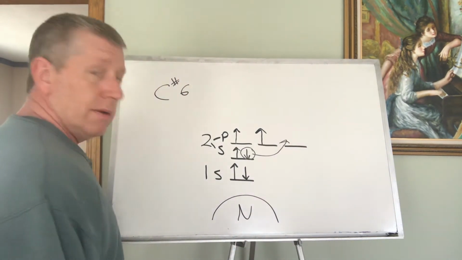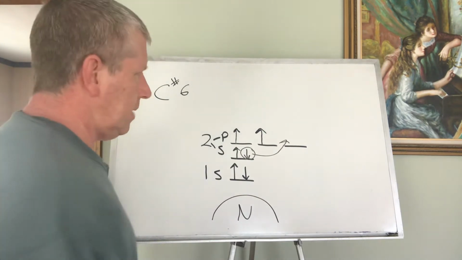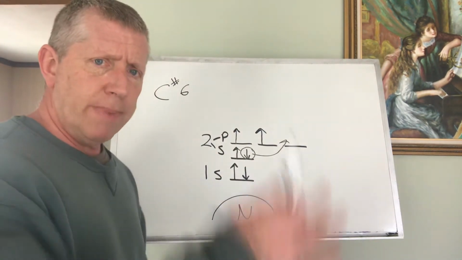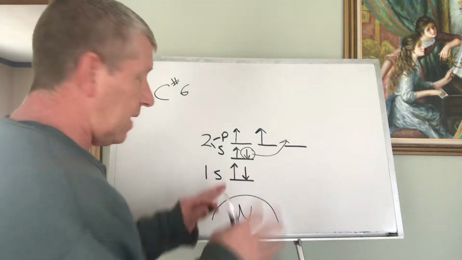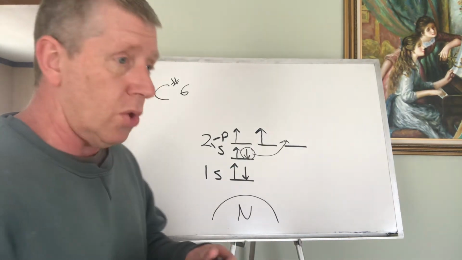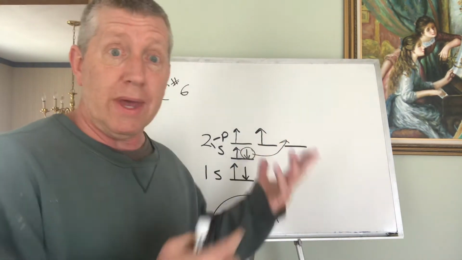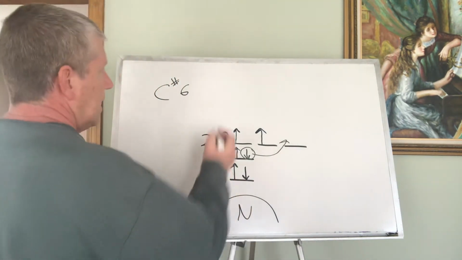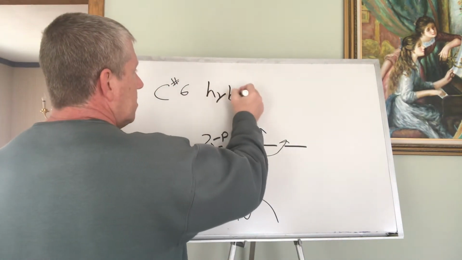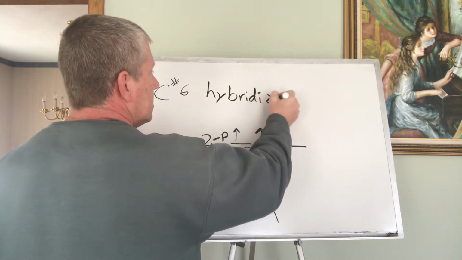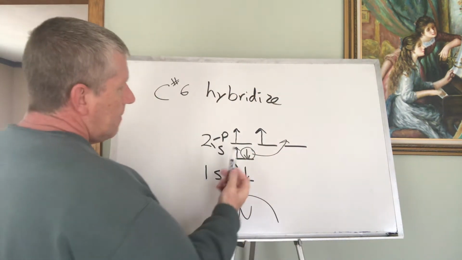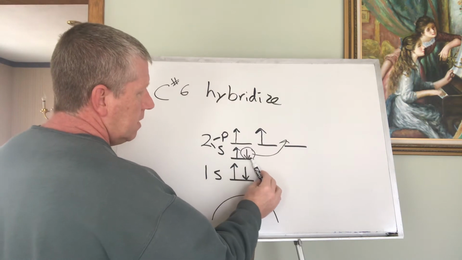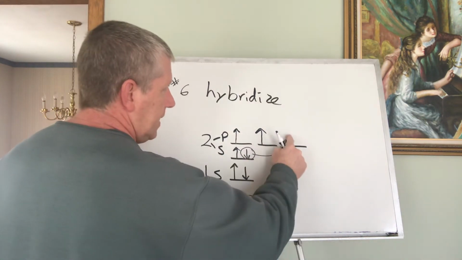Wait a minute, you just said that they don't want to jump up. They would rather stay down together than jump up. I know that's what I just said, but carbon is actually special. I chose this one, but in the middle of doing it, I realized that carbon does something called hybridize. Hybridization means that the carbon electron here will move to this spot up here.